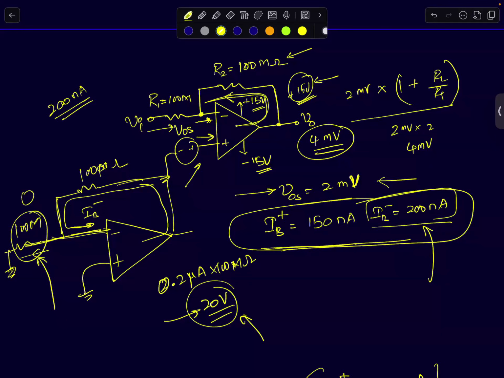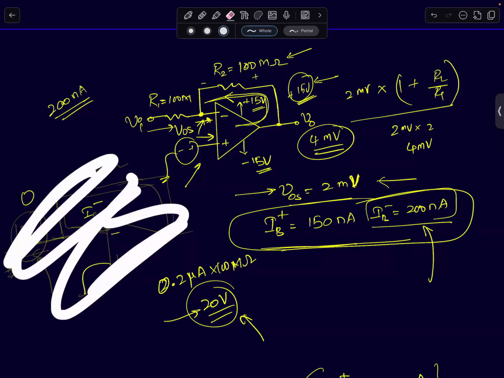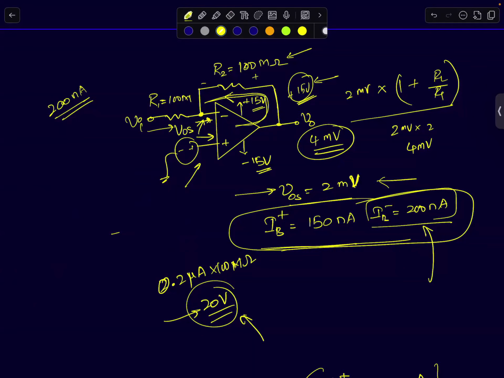This node voltage is at 0, so the voltage drop across this resistor will be much, much higher. It has to be 20 volts. What will happen is that the op-amp will no longer be in negative feedback mode. The op-amp will go out of saturation. Yeah, that's a very good question. I'll probably take a minute to answer that and then come back to the next problem. So let me answer that this way.